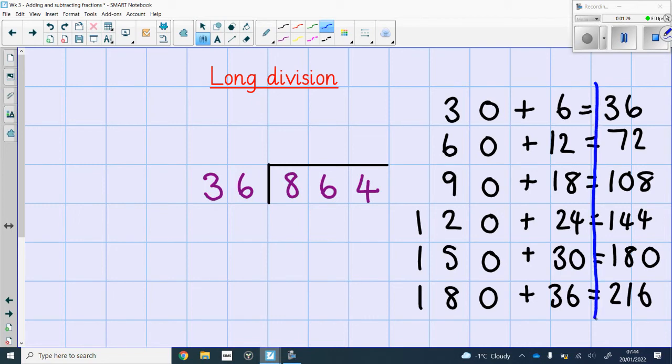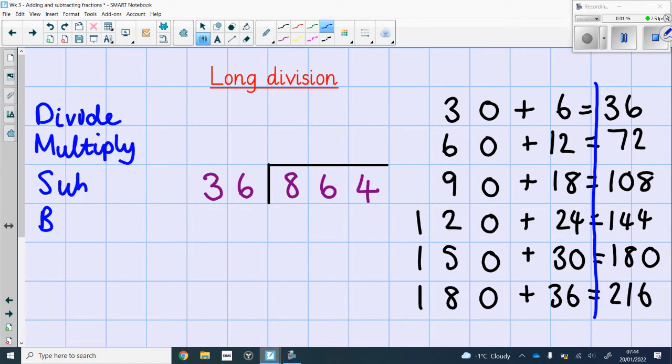So moving on to the strategy. The strategy that we teach the children is an acronym, which is D, M, S, B. And this stands for divide, multiply, subtract, and bring down. And for every stage during our long division process, they need to complete all 4 steps.